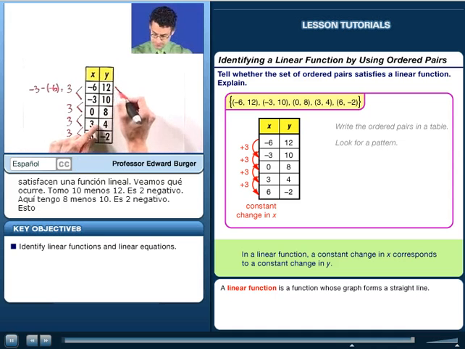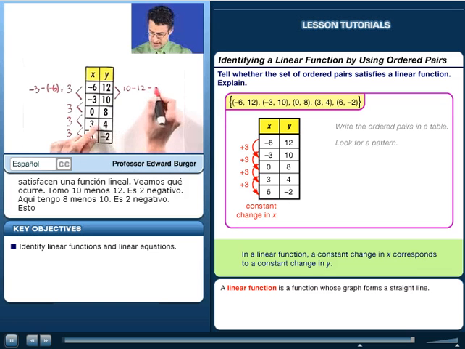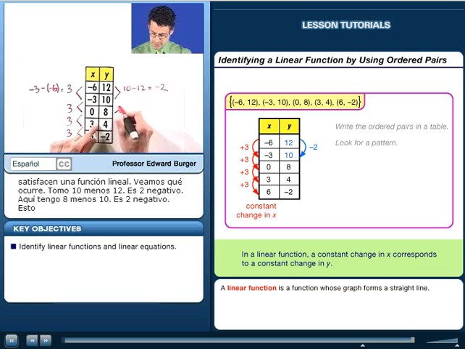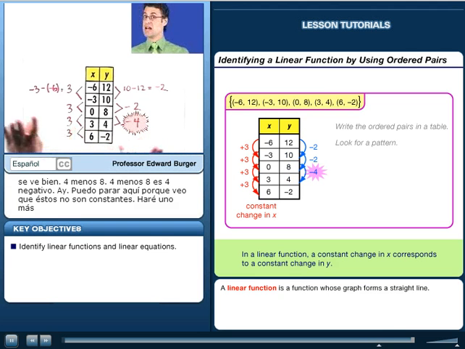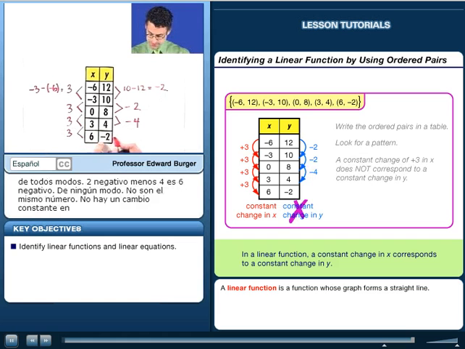Let's see what happens. So here I take 10 minus 12. That equals negative 2. Here I see 8 minus 10. That's negative 2. This is looking good. 4 minus 8 is negative 4. Ouch. I can stop right here because I see, in fact, these aren't constant. Let me do one last one, though.